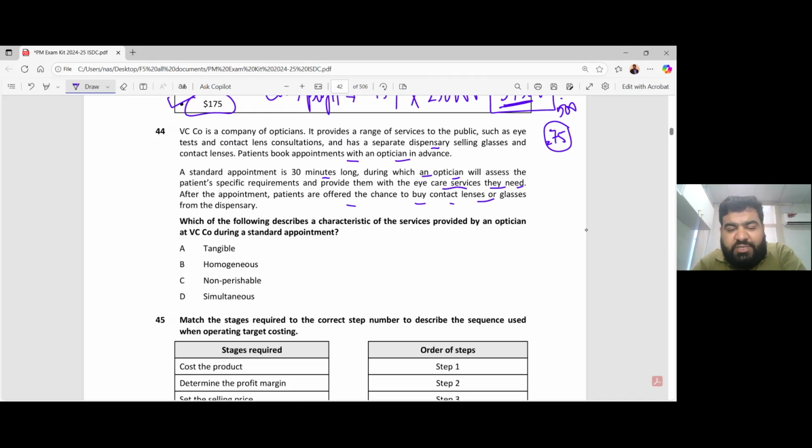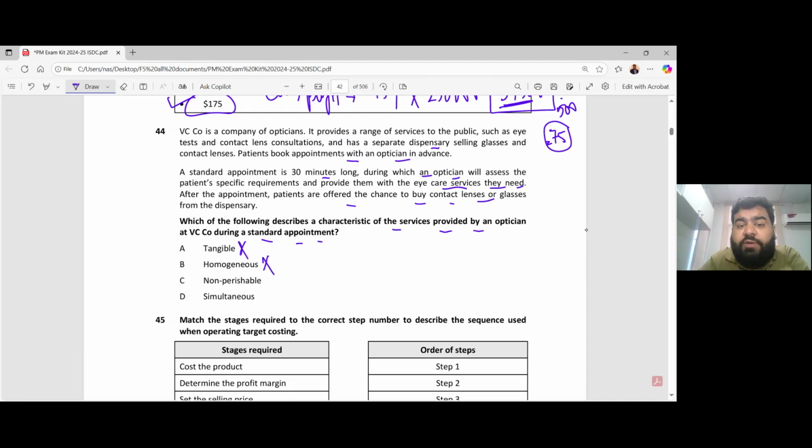Actually, this VC is a company that is also providing eye tests and contact lens consultations, and the customers are also given the chance to buy the contact lenses or glasses from the dispensary. It means they are doing the work at the same time. Which of the following describes the characteristic of the services provided by opticians at VC during the standard appointment? If you see, first of all, it's written tangible. As for the services, we know services are never tangible. We have studied it's intangible.